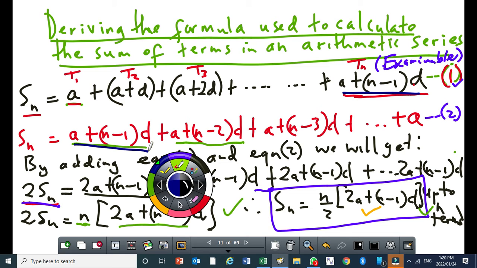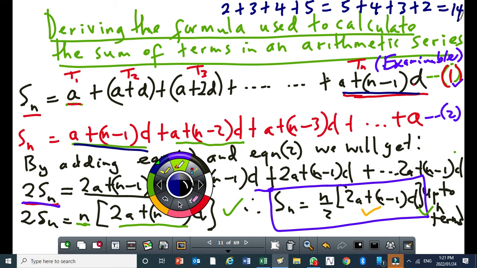You agree with me that if I write 2 plus 3 plus 4 plus 5, this is the same as 5 plus 4 plus 3 plus 2. And our answer there will be what? 9, 14. Right? Are you following? Yeah. So for the first equation, we are starting with A plus D up to A plus N minus 1.